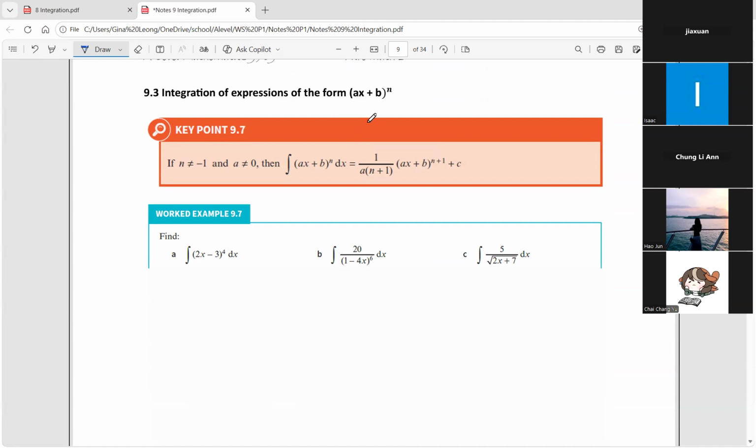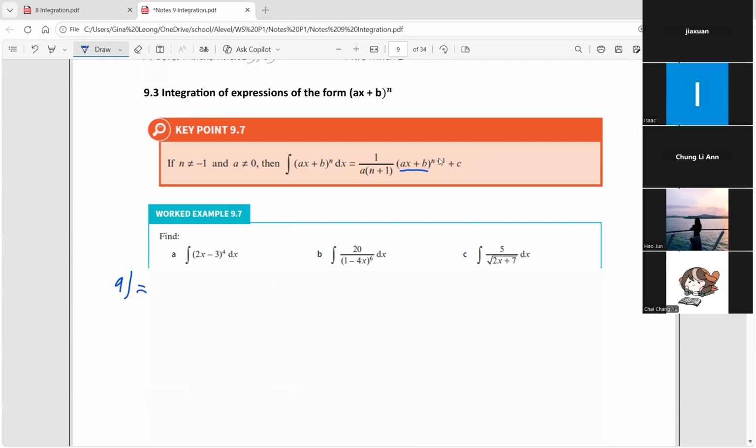Which is (ax plus b) power n. The formula is very easy. 1 over, dy dx inside here, ax plus b. So when I differentiate, I will get a, so I bring it down here. Then n plus 1, same thing I bring down, and then I copy the same thing, then n plus 1. This is the formula for a.